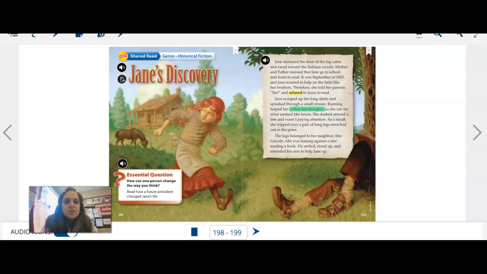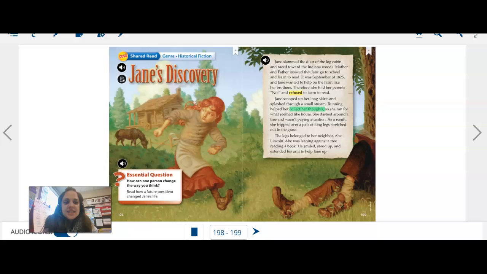Jane slammed the door of the log cabin and raced toward the Indiana woods. Okay, I already have our character, Jane. And Jane is racing towards the Indiana woods, so I am predicting that our setting is going to be in the woods.